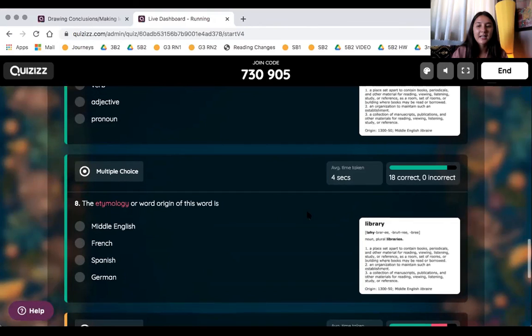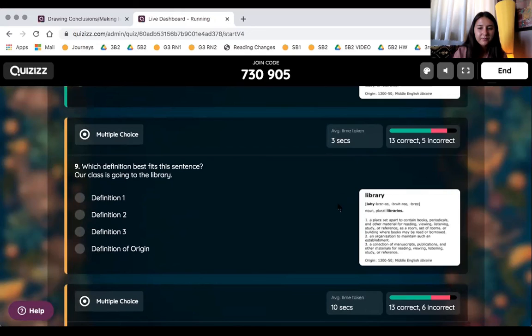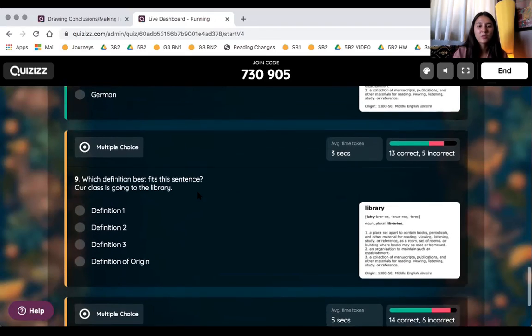The other word was this one that actually no one has got wrong, so well done. The etymology of a word, or the origin, is where it came from, and everyone got that right with Middle English. One was wrong here. Which definition best fits the sentence? Our class is going to the library. So we were looking for meaning 1, definition 1 there.